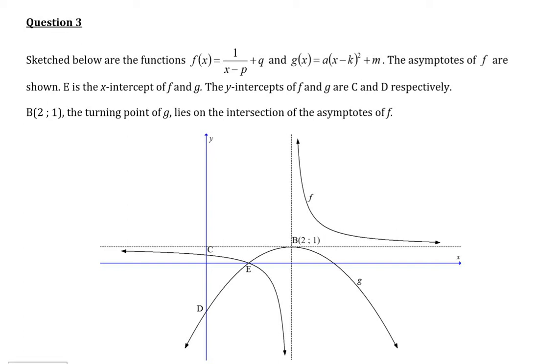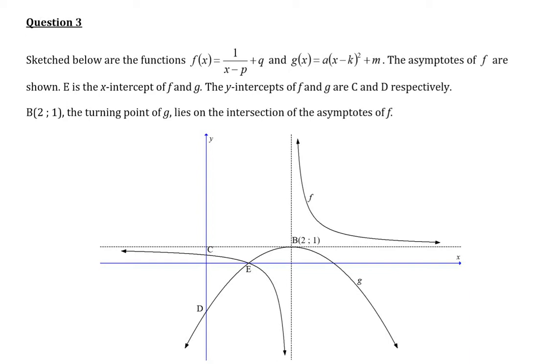Right, on to question 3. Question 3 is a mix of a hyperbola and a parabola, and so it's probably going to be a little bit more tough than question 1 and 2. And it says sketch below is f, which is your hyperbola, and g, which is your parabola.